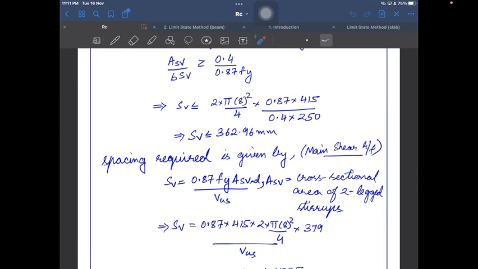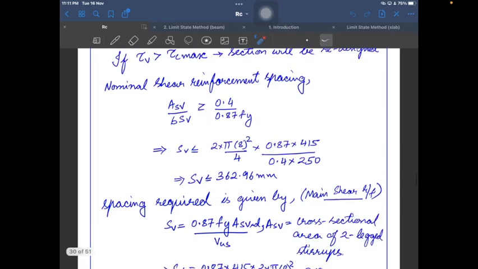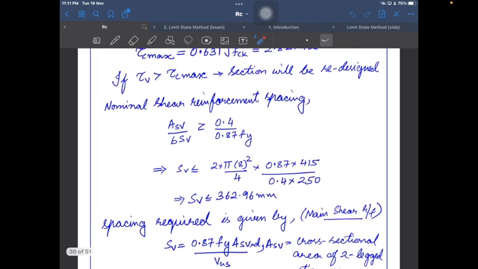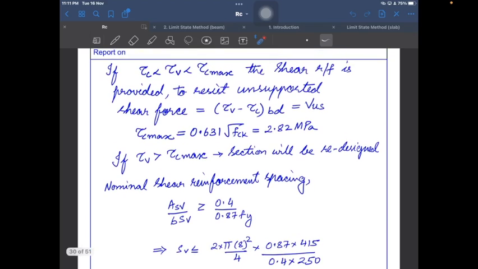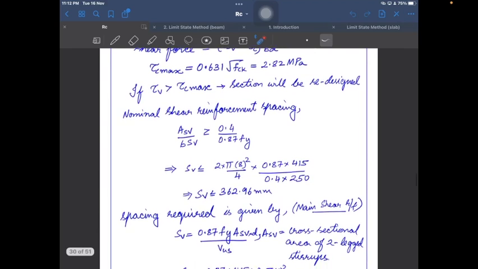Okay. Oh, so can you scroll a bit up? Yeah. More, little more. Okay. Okay, your tau c max is 2.82, and what was your okay, tau v you will calculate. Yeah, I will calculate in the coming Okay.